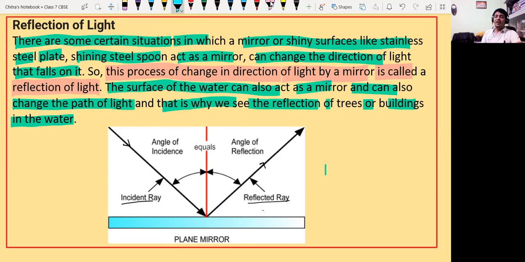So now here we have the diagram. You have to draw the diagram along with the written material we have here. You have to write it in your notebook also. Now we are going to understand the types of reflection of light. So I want everyone to take a screenshot for that. Take a screenshot, everyone.